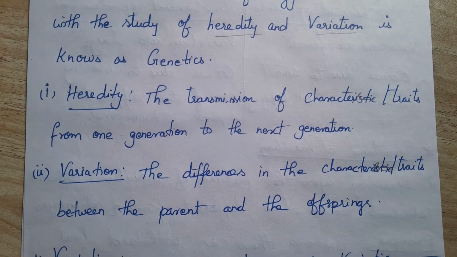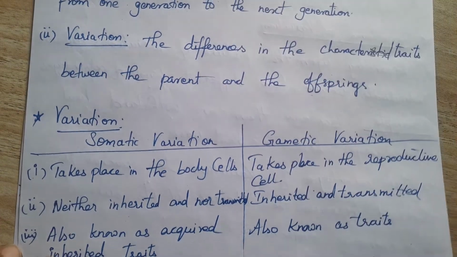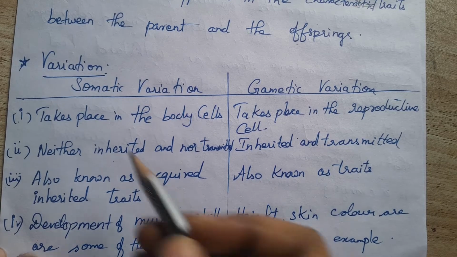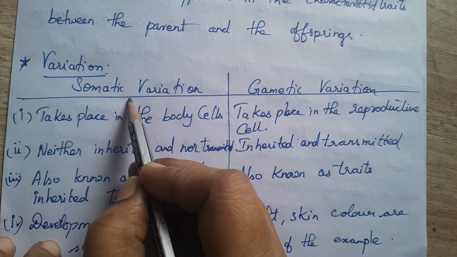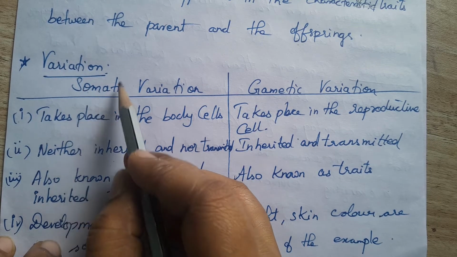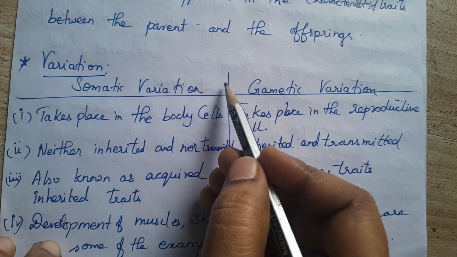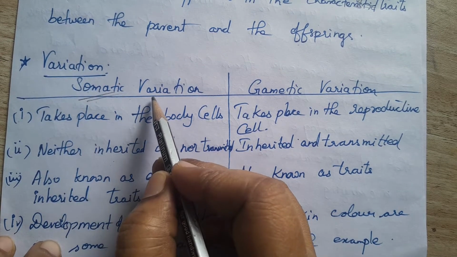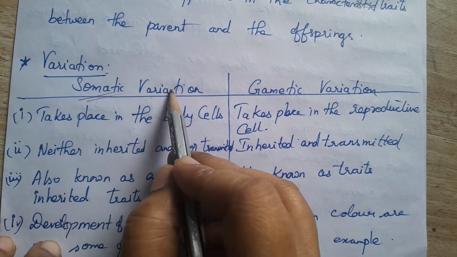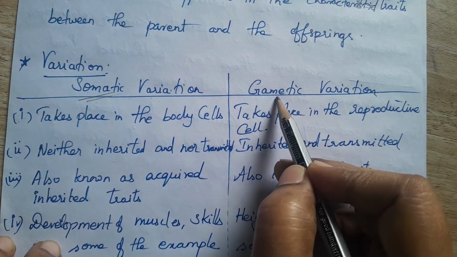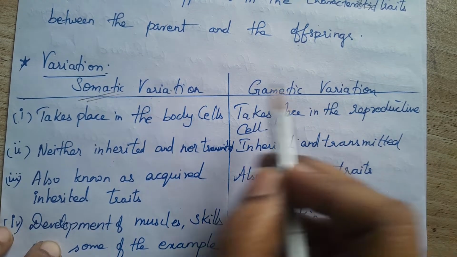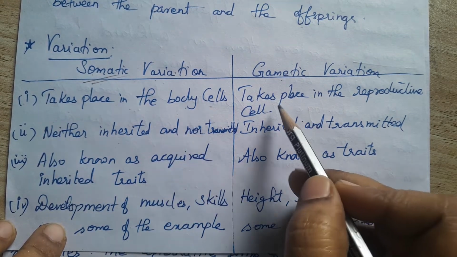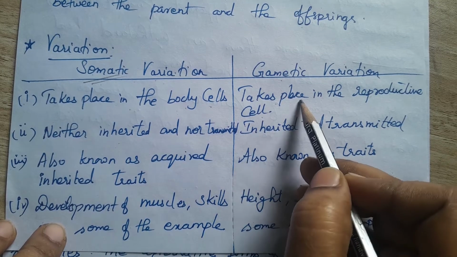So what are the types of variation we have? We have two types of variations: genetic variation as well as somatic variation. Somatic variation means the variation takes place in the somatic cells. That means other than the reproductive cells, we will call them somatic cells. So changes that happen in the body cells other than the reproductive cells is called somatic variation, and changes that take place in the reproductive cells is called gametic variation. Variation in the body cell is somatic variation, whereas variation in the reproductive cell is gametic variation.